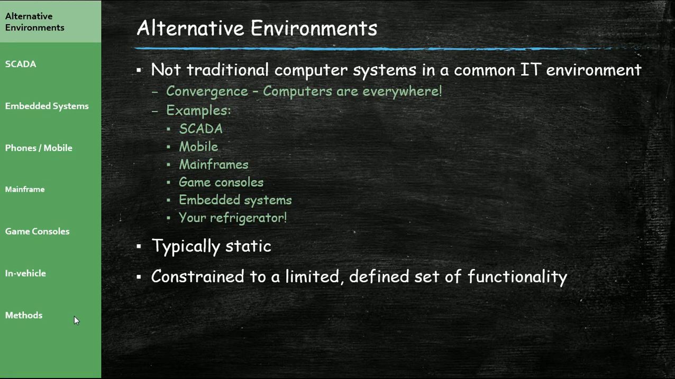As I said before, it's constrained to a limited, defined set of functionality. So unlike other computer systems and servers, which have all this different functionality and we can do lots of different things with them, embedded systems are typically designed with one purpose in mind, or a very focused set of things that it does. It may have software that's capable of lots of different functionality. It may be a Linux machine under the hood, or a Windows machine under the hood. But a lot of that functionality has been stripped away, and it has one focused set of functionality. So that's typically what defines these alternative environments.